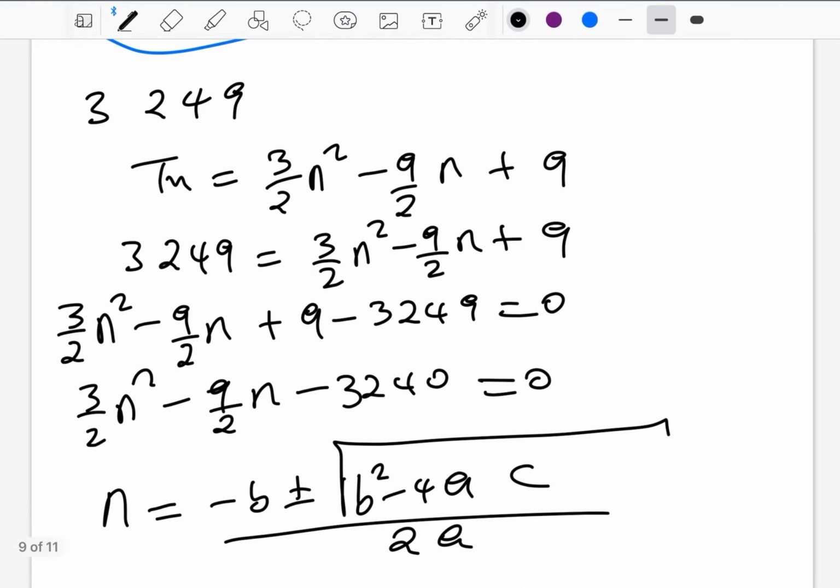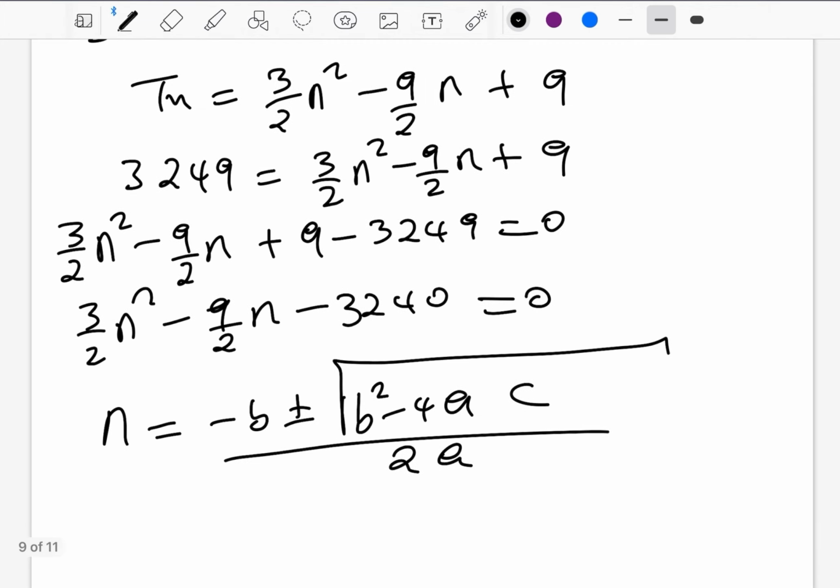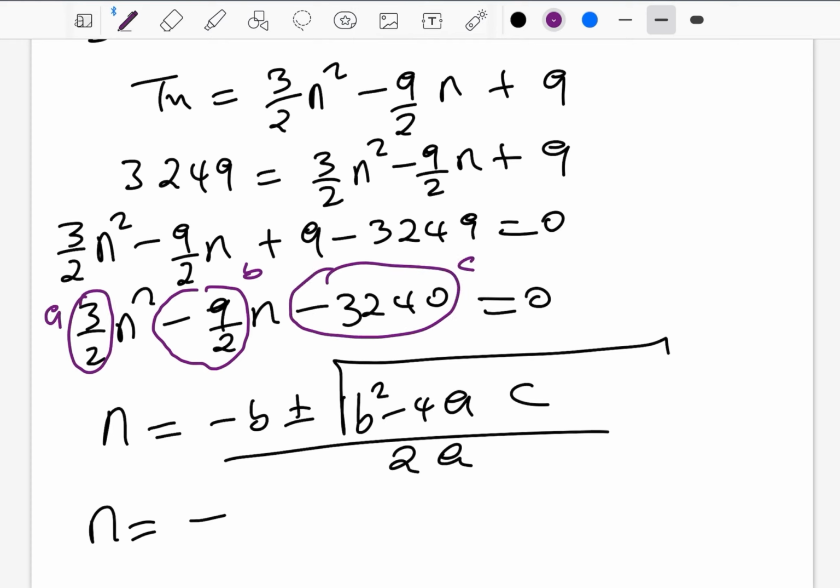Let me just substitute it here, and then I'll copy it to the next page. Now what is your b? Your b is negative 9 over 2. Your a is 3 over 2. And your c is negative 3240. Don't forget the negative. This is very important. Don't forget the negative if it is there. Just take it the way it is.